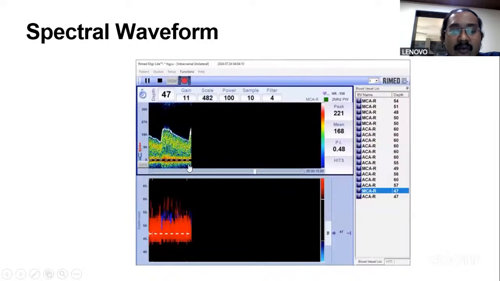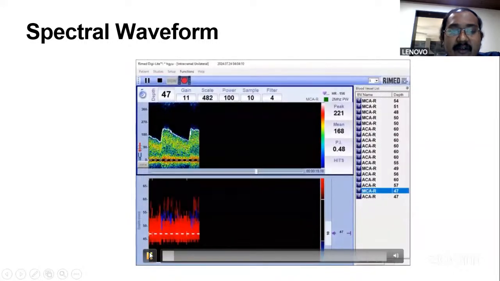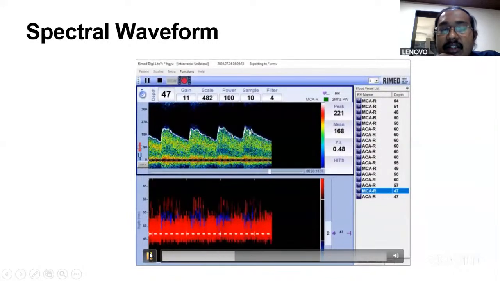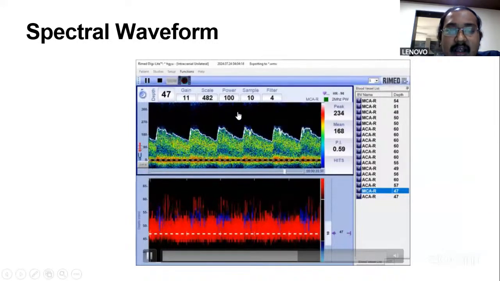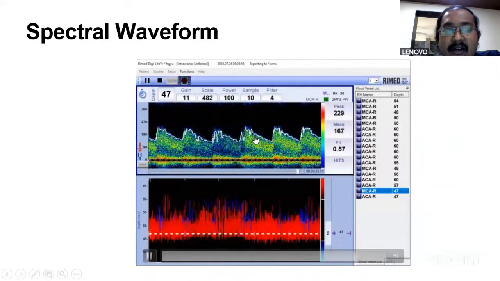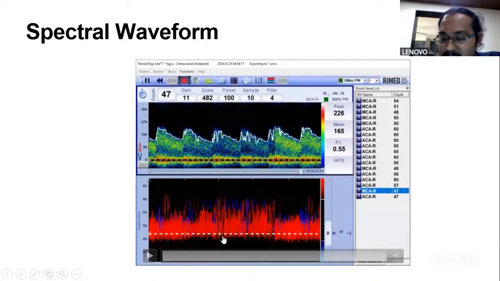And now we get a spectral waveform by doing so. So this is the spectral waveform. The topmost corner is the spectral waveform, and the bottom is the power motion mode display.